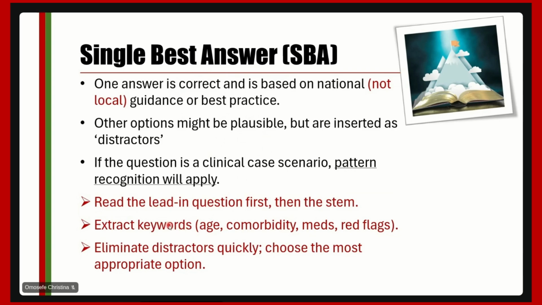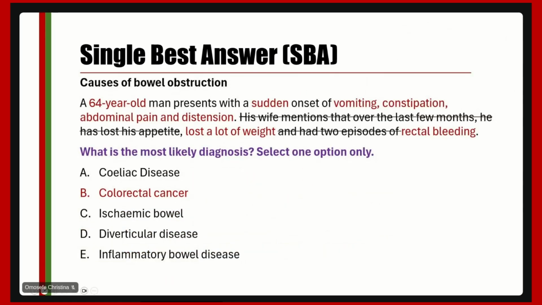Know your keywords. For example, in the case I gave right now, my keywords were AF, sudden abdominal pain. The rest of it was distractors. So without knowing this kind of pattern, you will struggle in cases like this. So look at a case now. A 64-year-old man presents with sudden onset of vomiting, constipation, abdominal pain, and distension. His wife mentions that over the last few months, he has lost his appetite, lost a lot of weight, and has had 2 episodes of rectal bleeding.